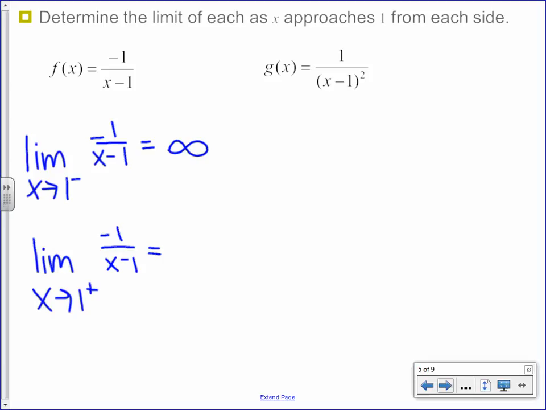Let's think about the right. To the right of 1, anything that we plug in here would make this fraction negative. And so we're going to be decreasing towards negative infinity. We have to think about what's happening with the graph in our head.